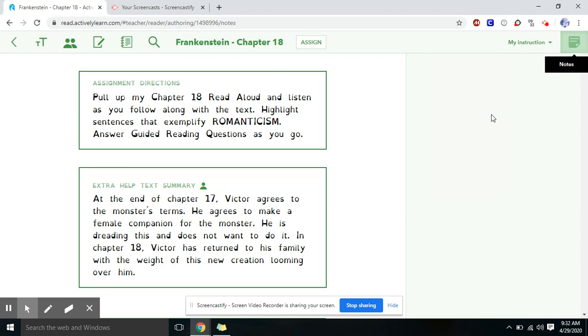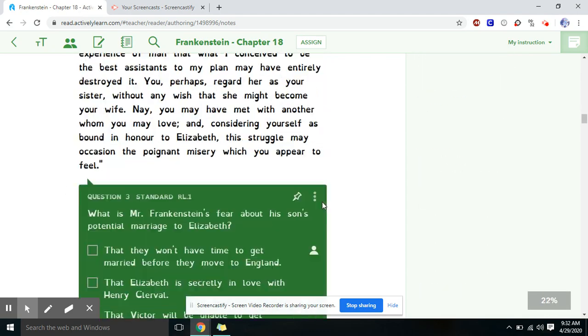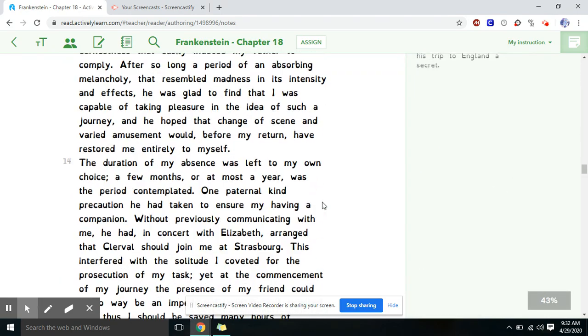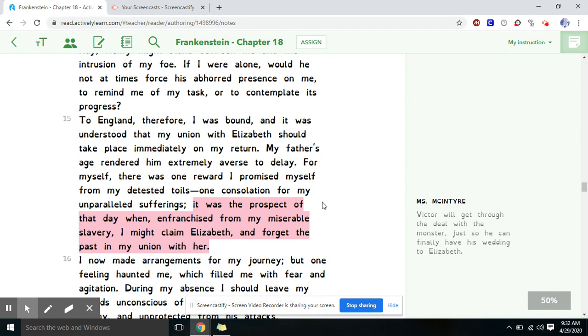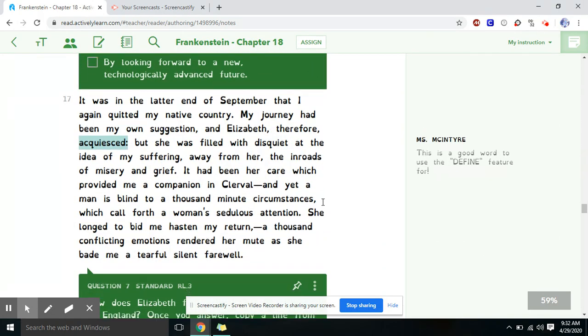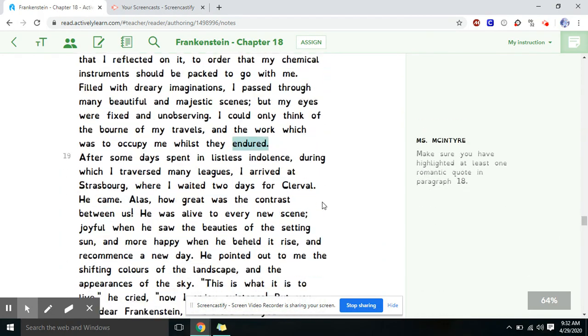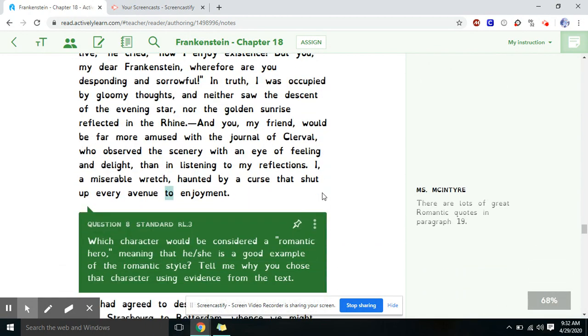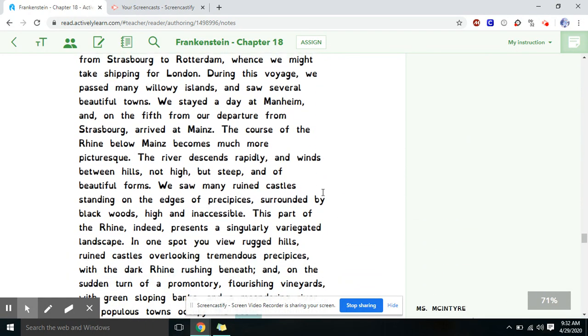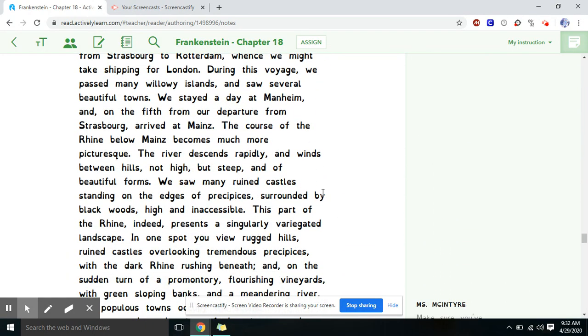And you have a ton of beautiful description of scenery toward the end here. Let me see what my paragraph number is. 18, 19, 20, they're talking about all this beautiful scenery that they see. And this is that romantic style, right? Talking about the power of nature. Victor is in one of the worst positions of his life, but this kind of scenery is healing him.